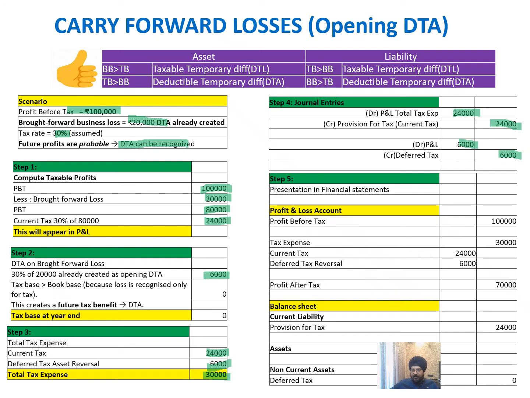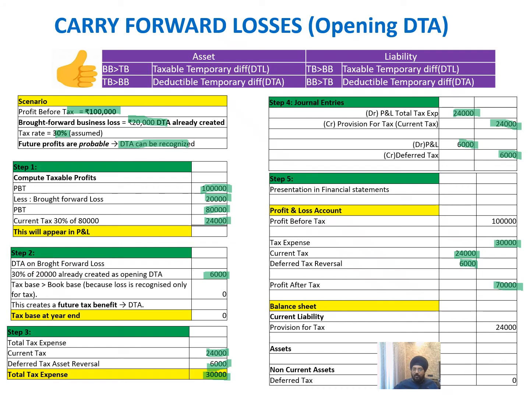So in the financial statement, how is it going to be presented? My profit before tax is 1 lakh. My tax expense is the summation of 24,000 plus my DTA reversal of 6,000, so my total tax expense is 30,000. My profit after tax would be shown as 70,000. In my current liabilities, my provision for tax would be reflected as 24,000, and on the asset side, my non-current asset deferred tax would be shown as zero, because I have utilized the entire DTA on my losses in this financial year. So this is an example where we have brought forward losses, and also the corresponding DTA created on that. Now we'll go to the next example.